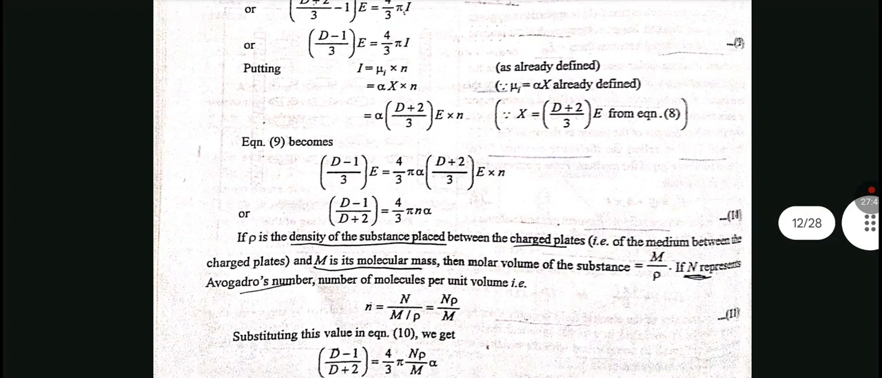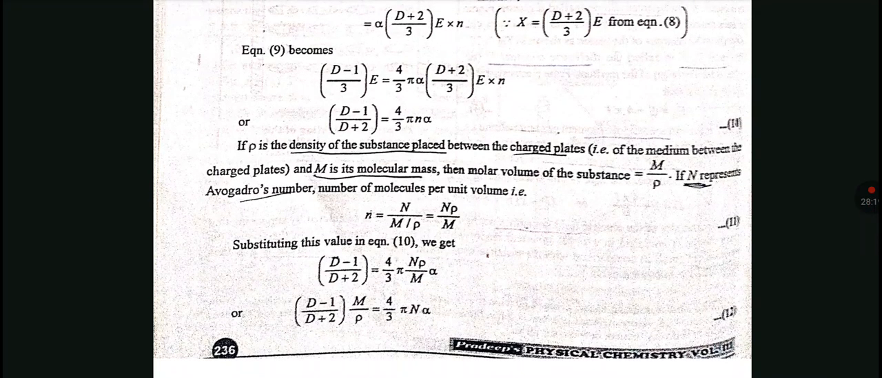Equation 9 becomes D minus 1 by D plus 2 is equal to 4 by 3 pi N alpha. Or, if rho is the density of the substance placed between the charged plates and M is the molecular mass, then the molar volume is M by rho. If N represents Avogadro number, the number of molecules per unit volume is N rho by M. Substituting the values in equation 10, we get D minus 1 upon D plus 2 into M by rho is equal to 4 by 3 pi N alpha.